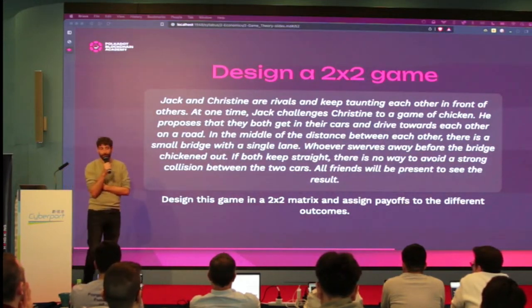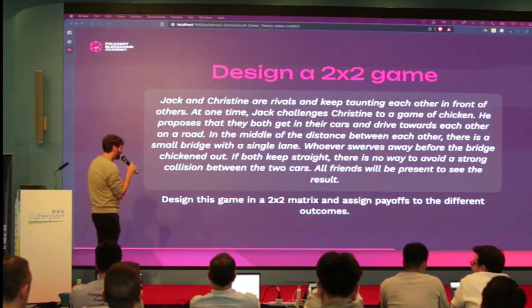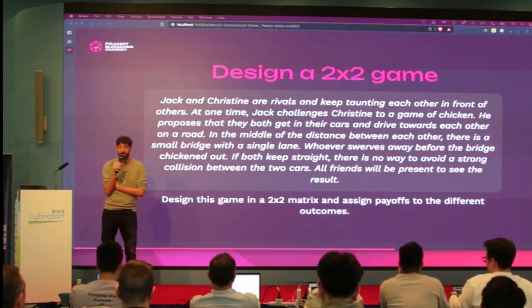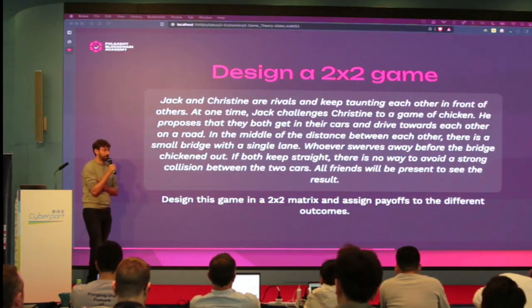You can take 5 minutes and design a 2x2 matrix and assign strategies and payouts.